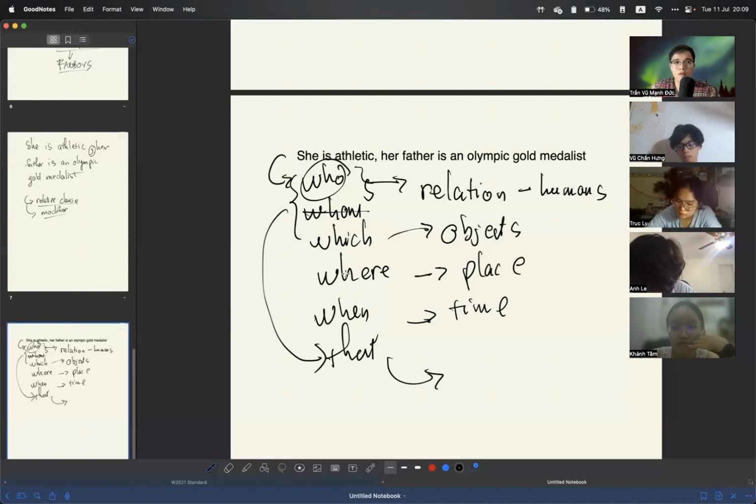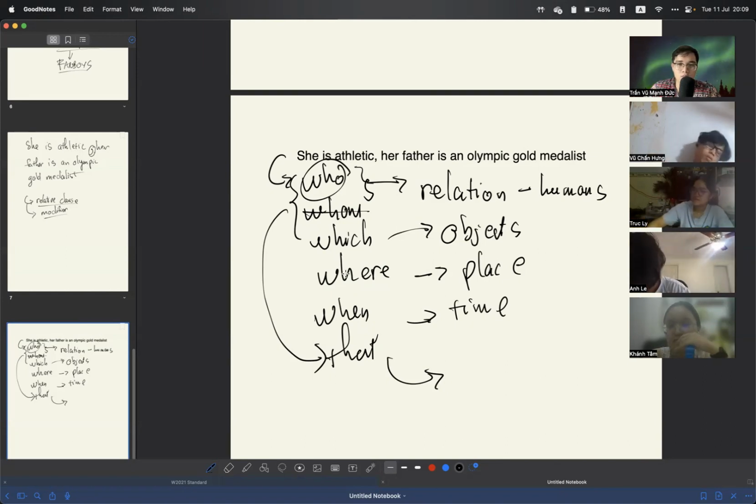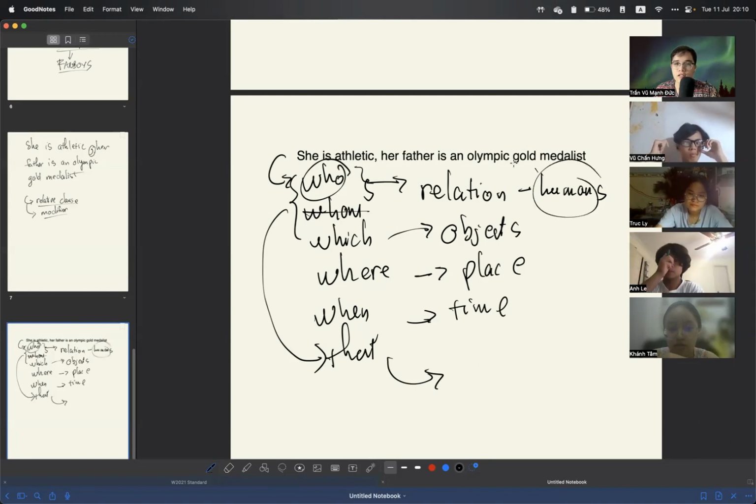His father, who is very athletic, got a lazy son. Just say that. He, who is very athletic, got a son, a lazy son. There's a very first example of a relative clause. And I used who to indicate the relation between human and the adjective so that I wouldn't create a run-on.